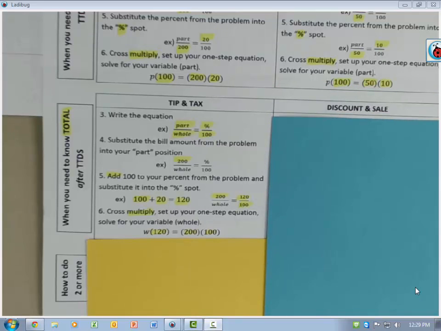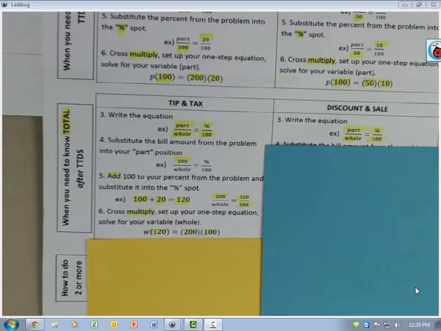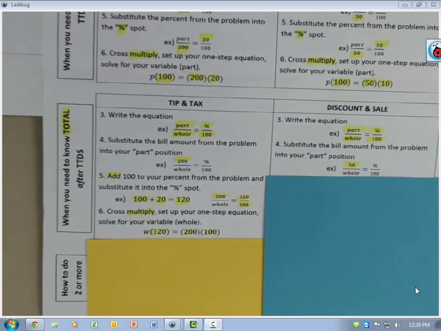First step, what do you think it is? Give you a hint. It's the same as everything else. Write the equation. Okay, part over whole equals percent over 100. You're going to substitute the bill amount from the problem into your what position? You should say your part, because again, it's your original amount. It's not how much you're going to pay in all now. So it should be 50 over whole is equal to percent over 100.